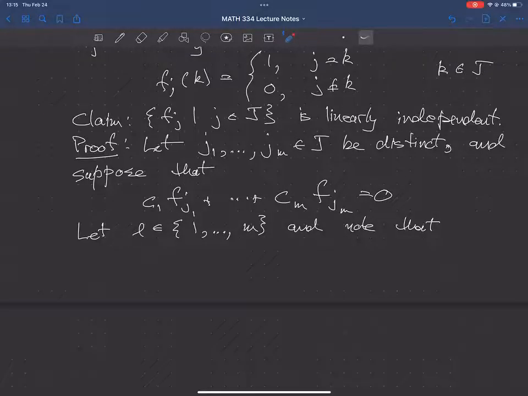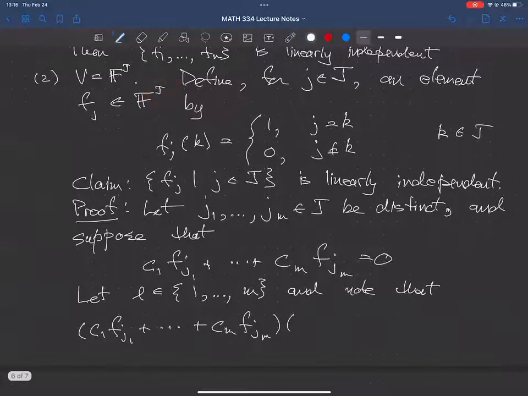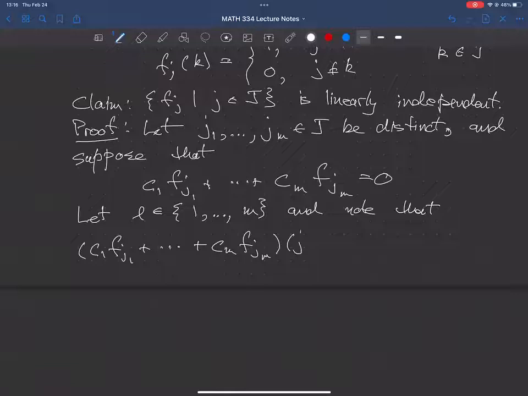Okay, so I'm going to go c_1 f_{j_1} plus ... plus c_m f_{j_m}. Now I'm going to evaluate that on j_l, because remember this is a function again on J. And this is equal to 0 of j_l, because remember the 0 here is the 0 function. Now good. So 0 of j_l is certainly 0. That's the definition of the 0 function.